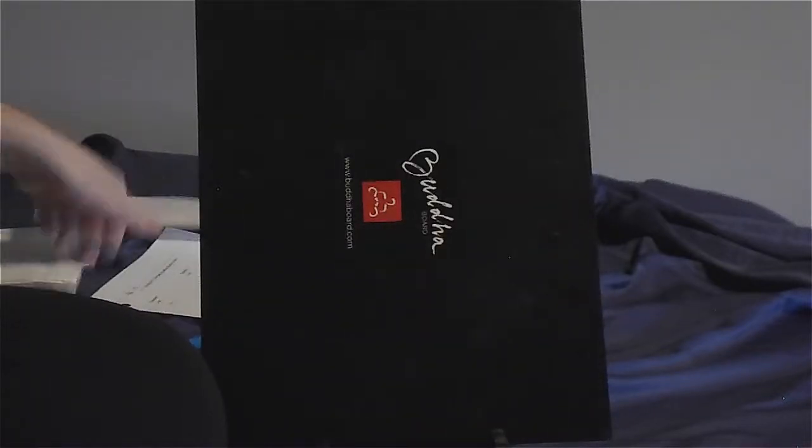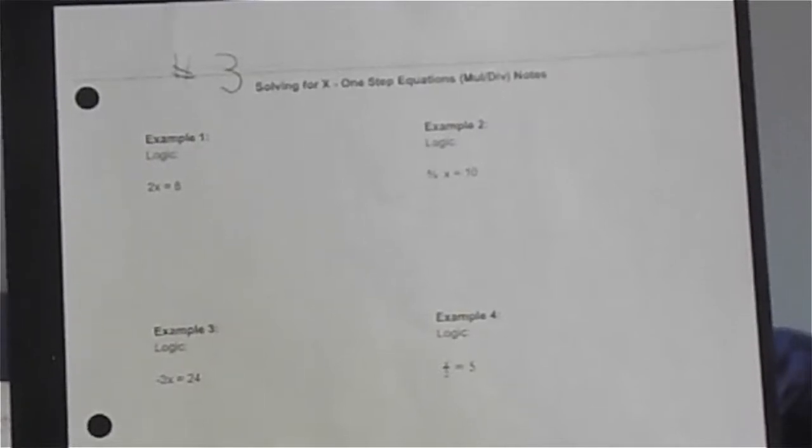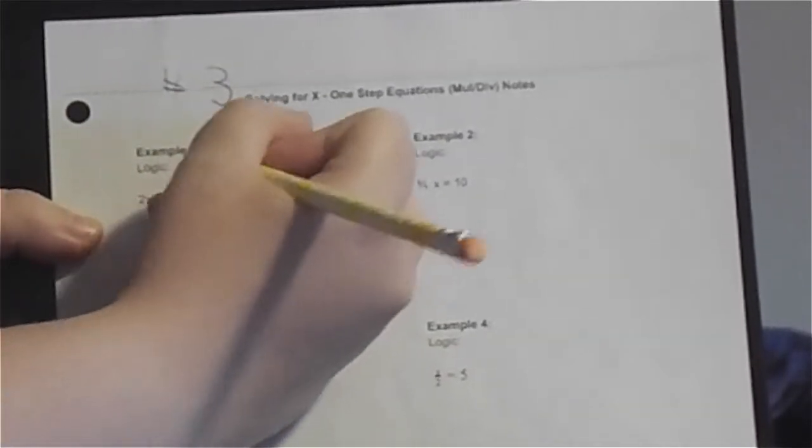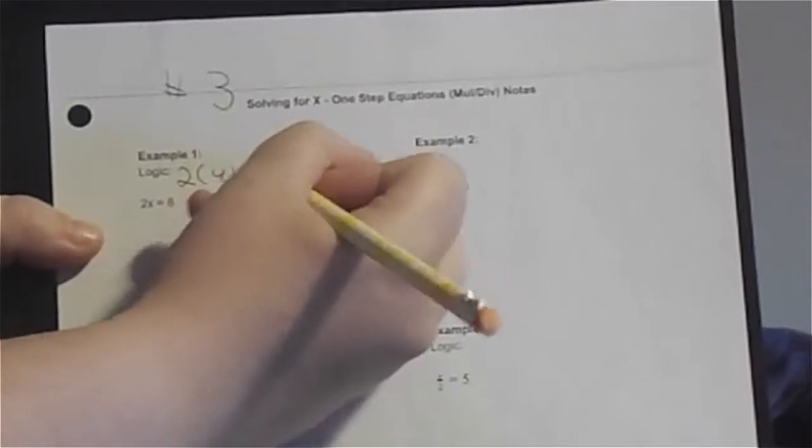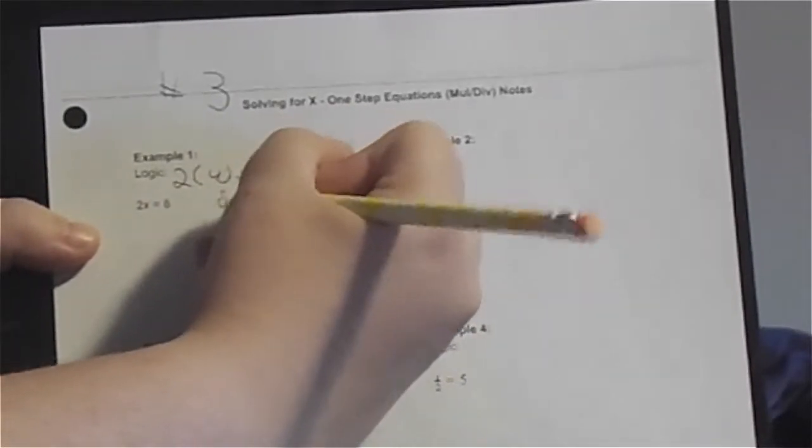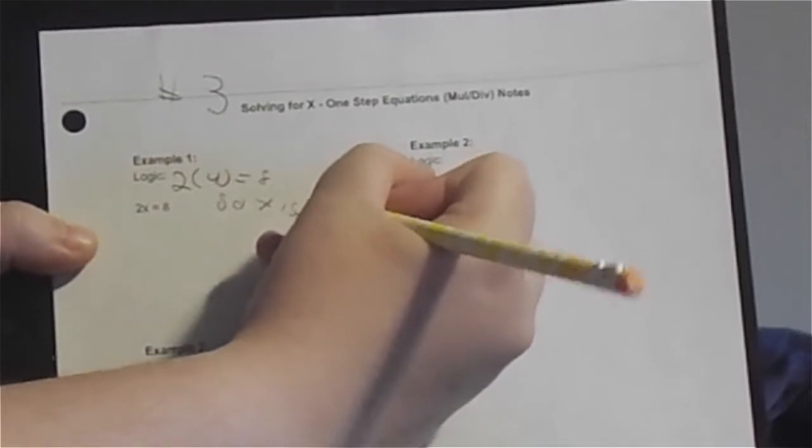Now, we're going to move on and start these notes. So example 1, this says 2x, meaning 2 times something, is 8. Well, 2 times 4 is 8, so x is 4.